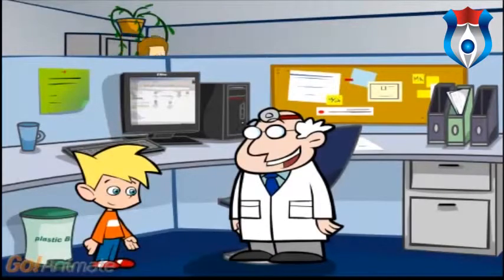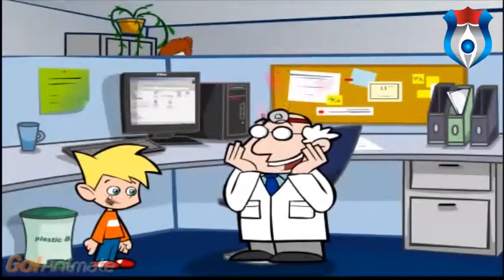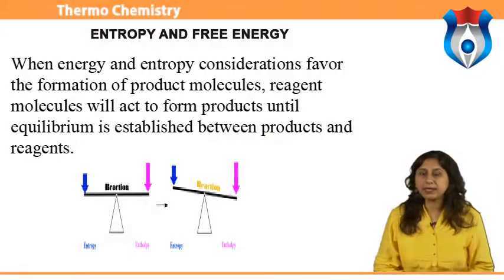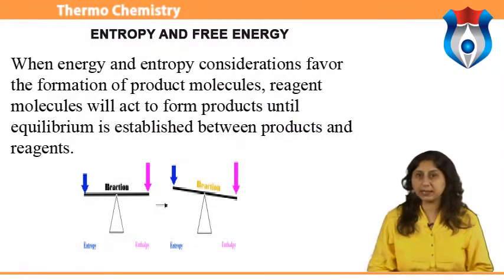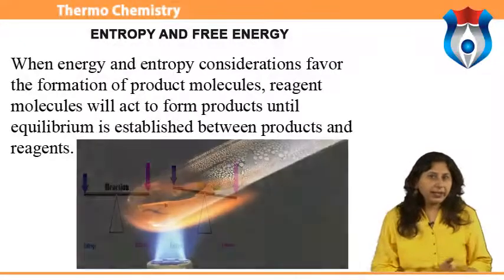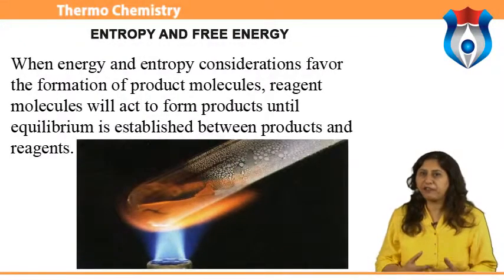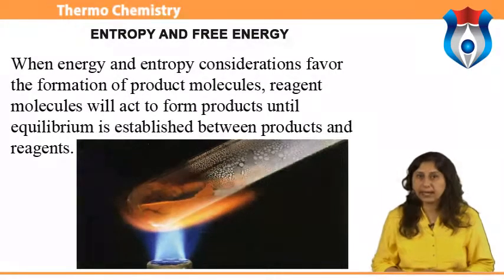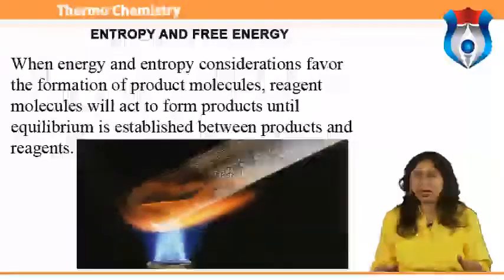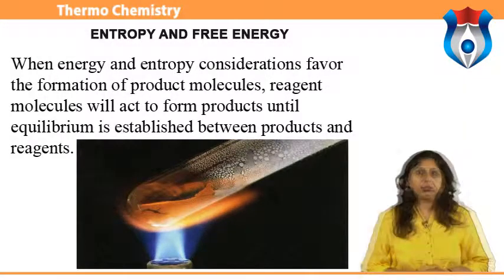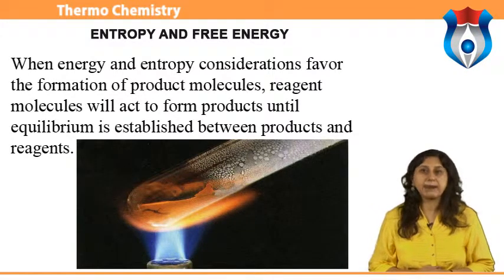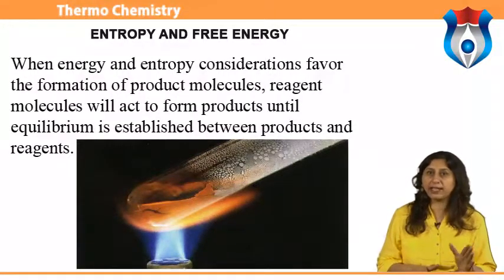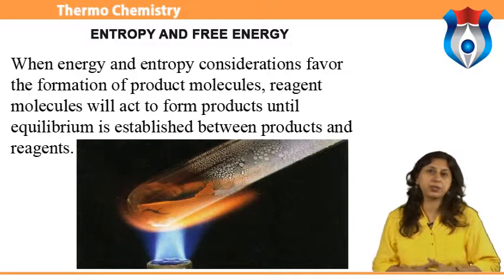We can calculate entropy using a table of standard values in much the same way that we calculated enthalpy earlier. Application of the laws of thermodynamics to chemical systems allows chemists to predict the behavior of chemical reactions. When energy and entropy considerations favor the formation of product molecules, reagent molecules will act to form products until equilibrium is established between products and reagents. The ratio of products to reagents is specified by a quantity known as an equilibrium constant, which is a function of the energy and entropy differences between the two.